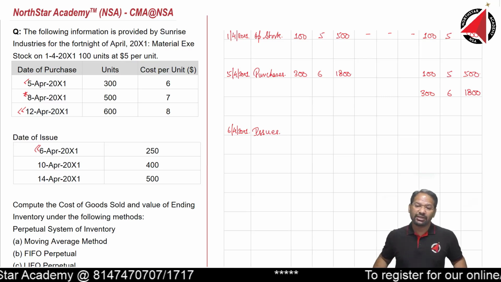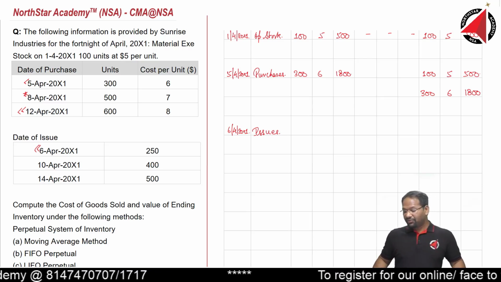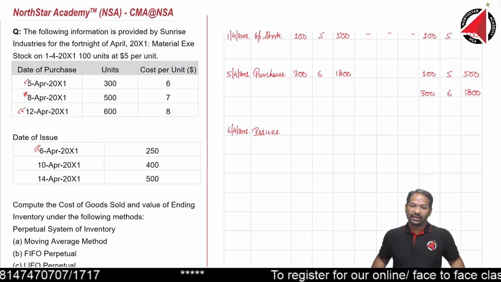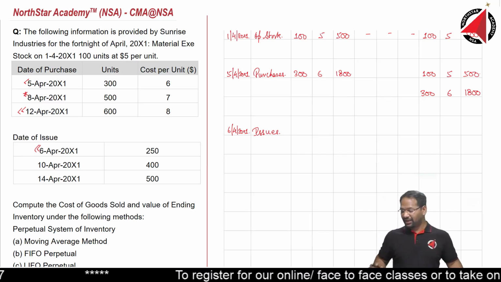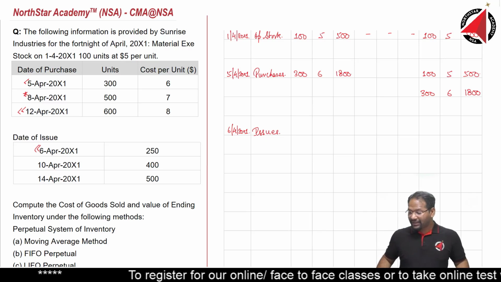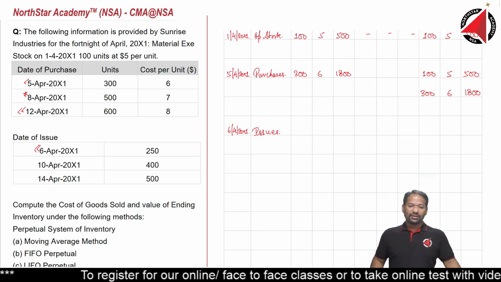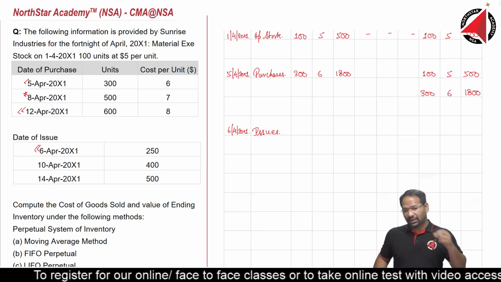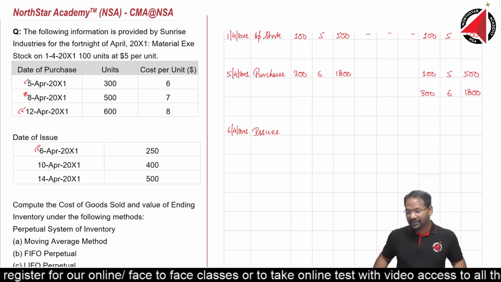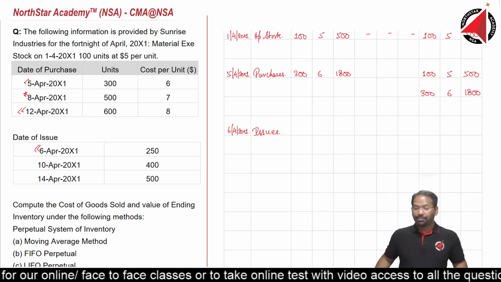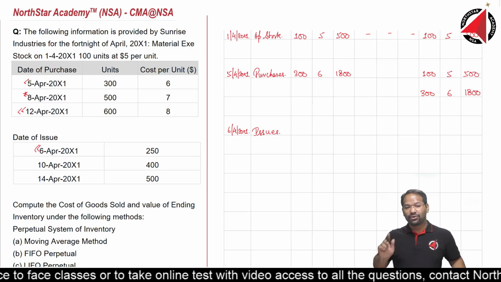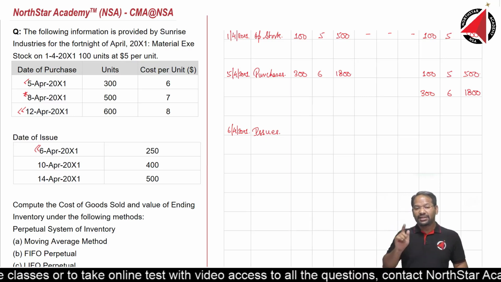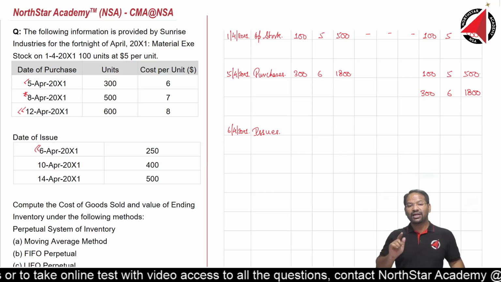250 units have been issued. So we have to go back and check our balance. Is there anything that we can issue? Answer is yes, we have 400 units. But each of these 400 units are in two parts. First is the 100 and second is the 300 units. The prices or the rates are different. So when we issue, we have to ensure that we issue at the rate at which we had purchased.